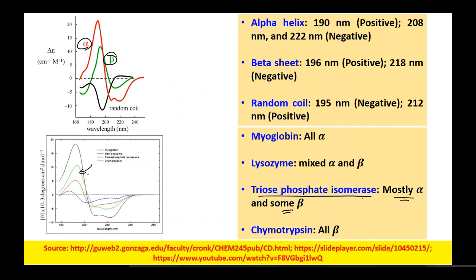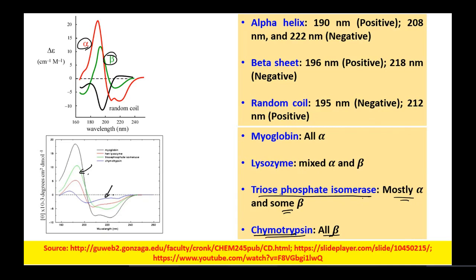a curve similar to alpha. It will tend more towards the alpha, and hence you get something like this. And lastly, you get chymotrypsin, where you have all beta. So over here you have the all beta, and it would give you information about the beta sheets. So in this way you use this.